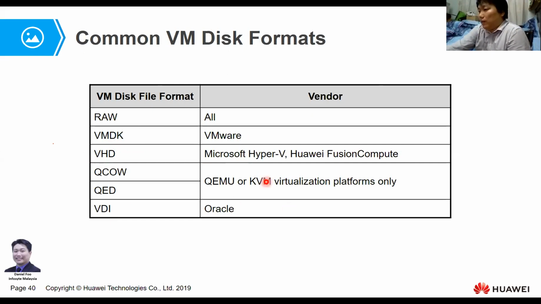Native KVM with QEMU, they will be using either QCOW or QCOW2 or QED. Oracle VirtualBox will be using VDI. Okay, so these are the extension formats that are recognized by different platforms respectively. RAW is just a raw device mapping that can be supported by every one of them. So they will just map a raw device and then only format the file system to be utilized.